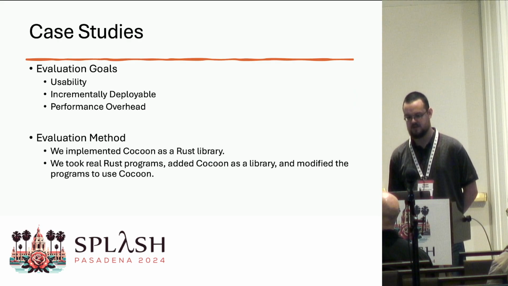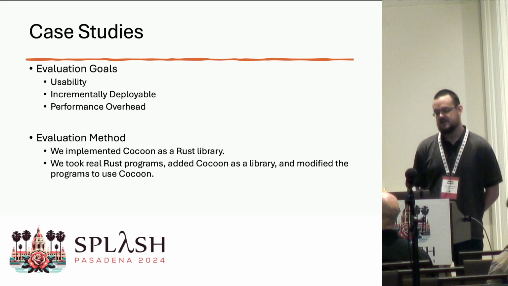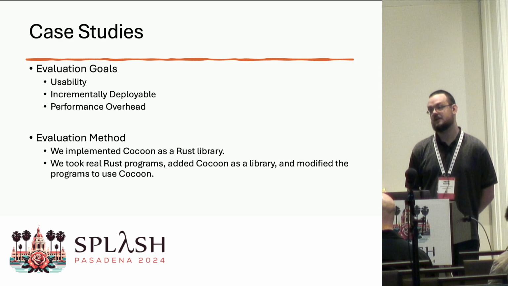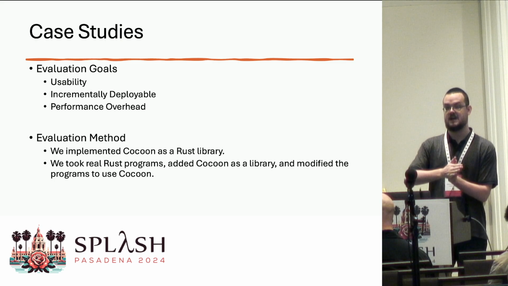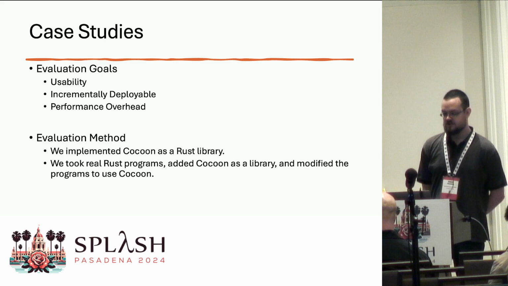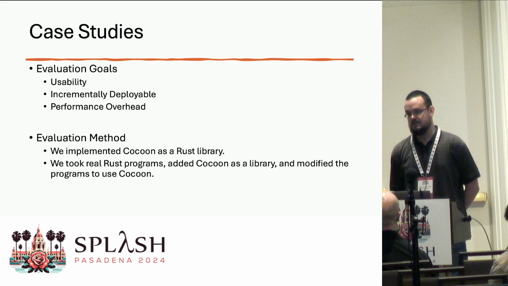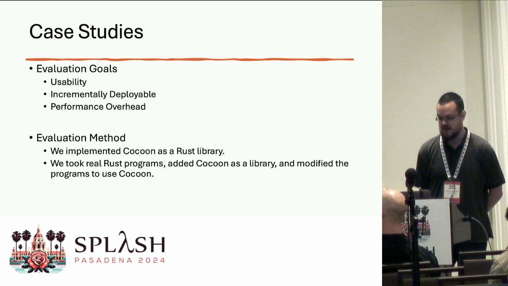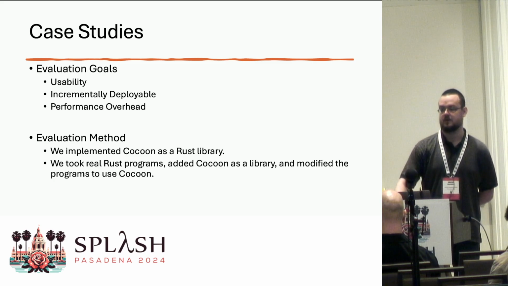So let's move on to the case studies for Cocoon. So with these case studies, our goals were to test the usability of Cocoon, to test that Cocoon is incrementally deployable, as in you don't need to rewrite an entire several thousand line program if you need to keep one thing secret in one place over 50 lines. You can just alter those. Finally, we wanted to test the performance overhead. Our main claim to improvement over dynamic analysis is that we don't have performance overhead, so let's make sure that's true. So we implemented Cocoon as a Rust library, took real Rust programs, added Cocoon as a library, and then modified those programs to use Cocoon.